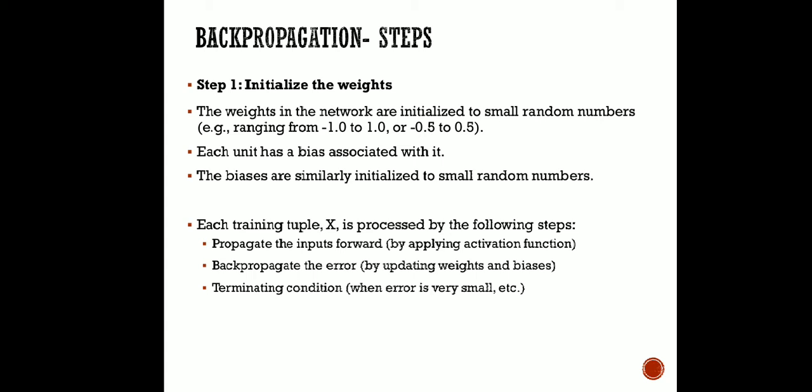Okay, now the initialization process is done. Now how will the training phase occur? It is a 3-step function. We are going to learn each step in detail, but before that, let us see what the 3 different steps are. First is propagate the inputs forward by applying the activation function. Second, backpropagate the error by updating weights and biases. And there are some terminating conditions, so we will see when we can terminate. Let us begin with the propagation of inputs forward.